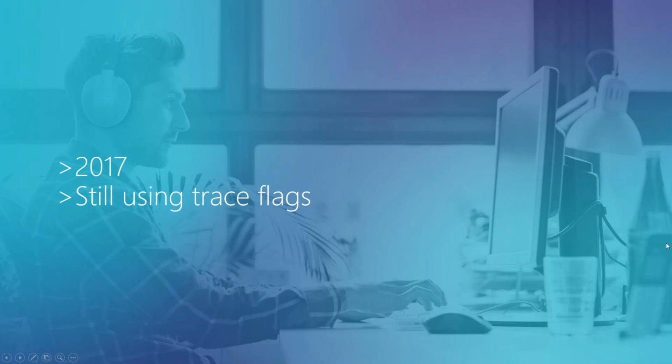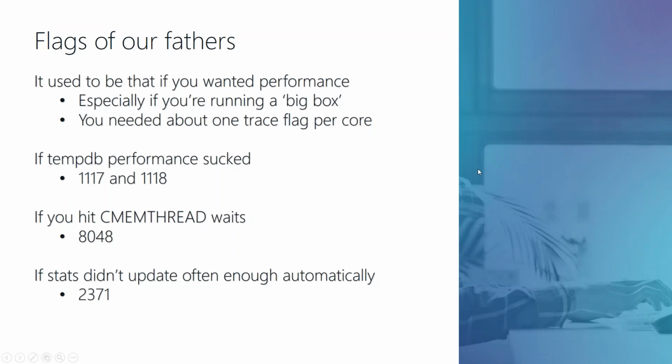So, 2017 and even SQL Server 2016 have been a death knell for many trace flags. It used to be that if you wanted to run SQL Server on what we simply call a big box, you needed about 1 trace flag per core of SQL Server in order to do that. And by big box, I don't mean that 2-core, 8 gig of RAM VM that you have sitting there that you're comparing all this performance stuff to. I mean a big box. If TempDB performance sucked, you needed trace flags 1117 and 1118. If you hit those awful CMEM thread waits, you needed trace flag 8048. And if stats didn't update often enough automatically, you needed 2371.